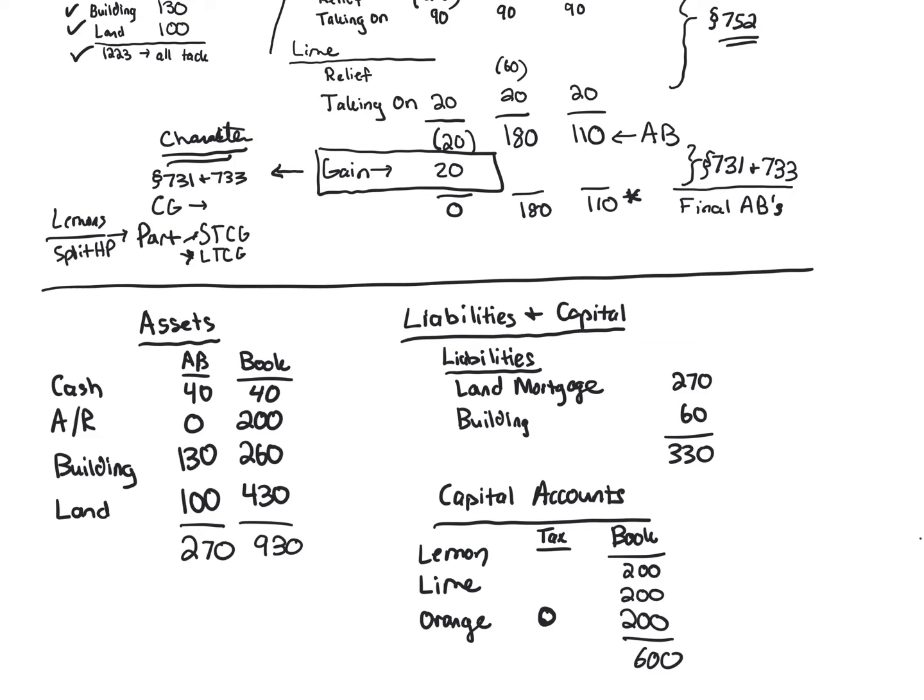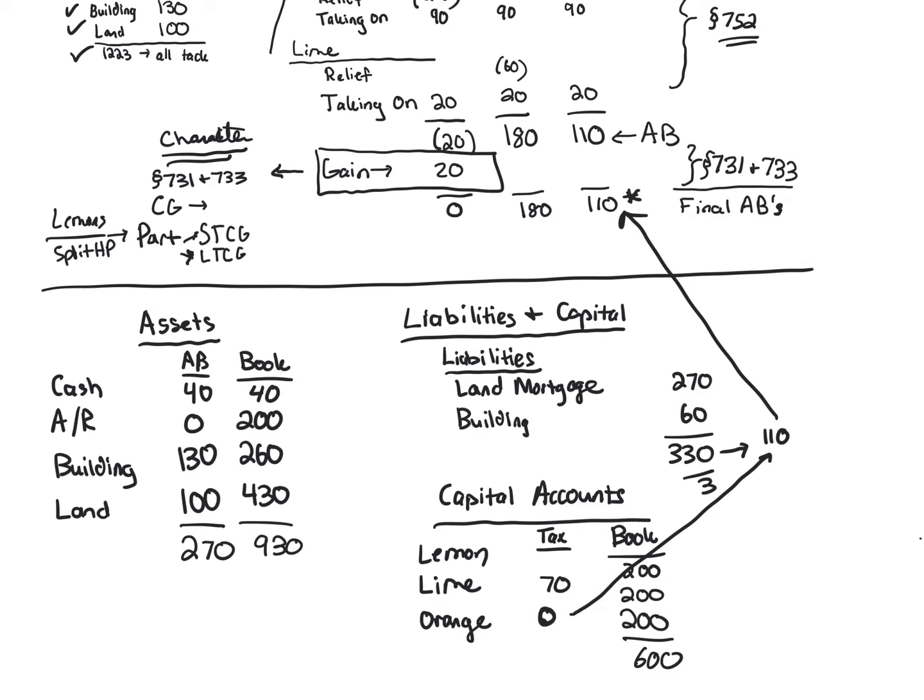Basically, the idea here is saying, hey, of the 330, orange's portion is 110 because 330 divided by 3 is 110. So we're going to see later on in problems, whenever we consider the basis going forward, we always consider the portion of liabilities that are allocated to that owner. So technically, orange has a 0 basis plus 110. So 0 plus 110 leads us to the 110 that way. Same thing with lime. Lime here is 70 plus 110 is 180.